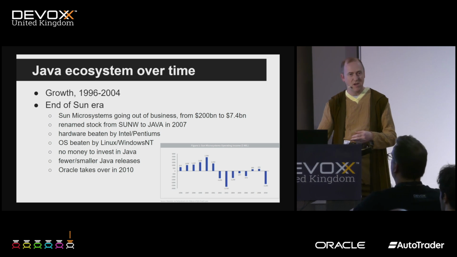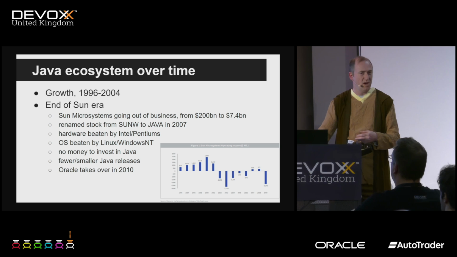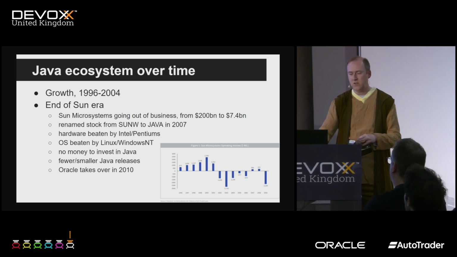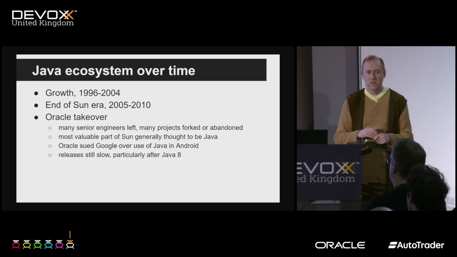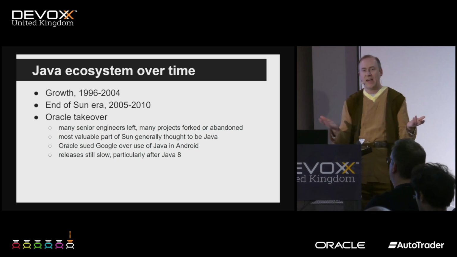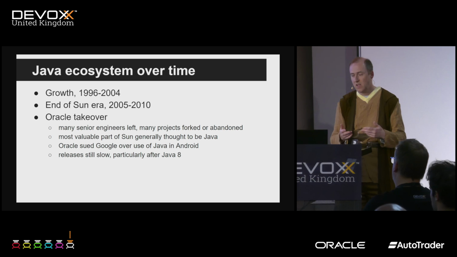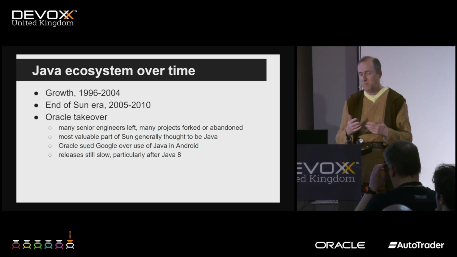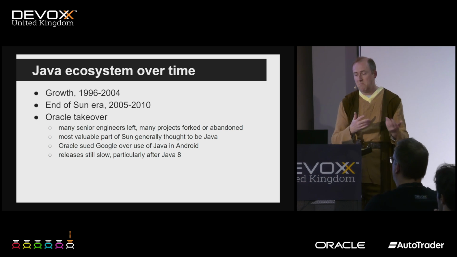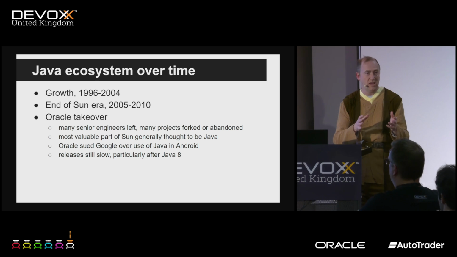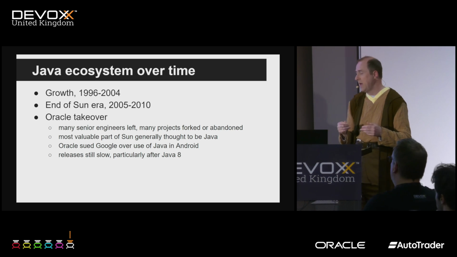And Oracle came over after a bit of a fight as to who'd take over. Would it be IBM? Would it be Microsoft? Would it be Oracle? It was Oracle in the end who did the deal. When Oracle took over, as happens in these situations, many senior engineers left, many projects were abandoned, and many people thought that Java was that most important bit.